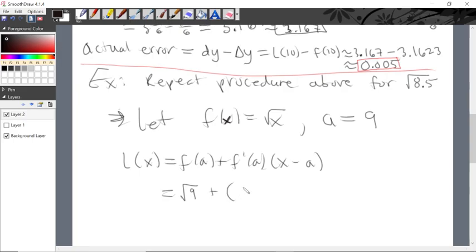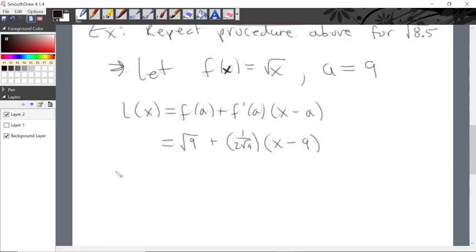F prime of a is again going to be 1 over 2 square root of 9, or 1/6. Okay, and then we get x minus 9. All right, let's simplify this a bit. So we have the linearization: L of x is equal to 3 plus 1/6 times x minus 9. It's a linear equation. It is a tangent line.